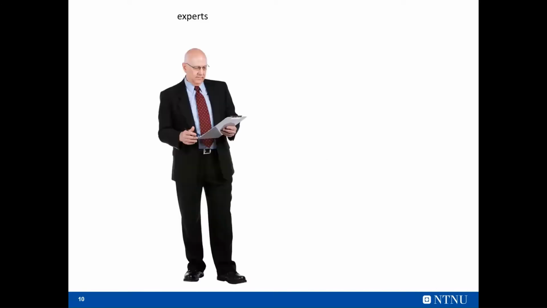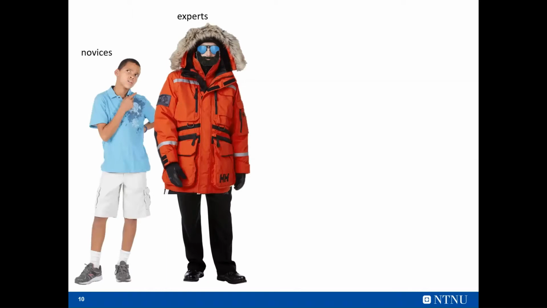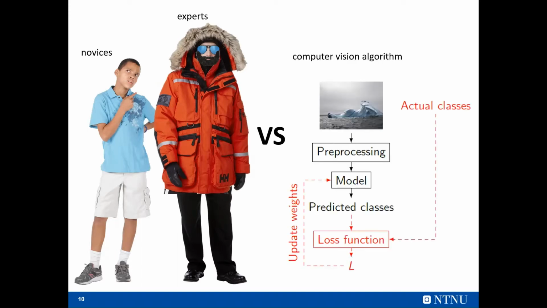But can computers do as well as human experts? That remains to be seen. So what we have done is we have asked experts, and actually ice experts and Arctic experts look something like that. We asked experts, and we also asked novices with no prior ice experience or operations in the Arctic, to perform a certain ice object classification task. And we compare their performance with the performance of a computer vision algorithm.